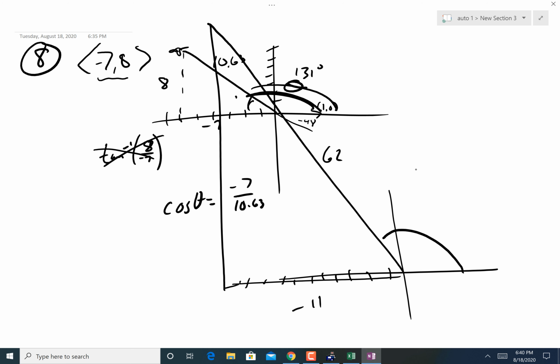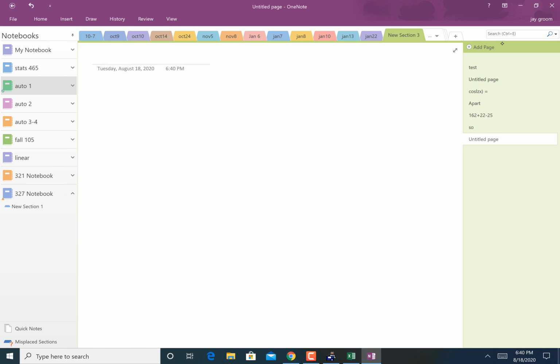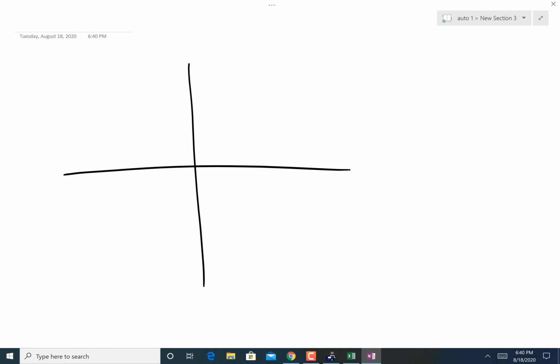Another way to do this problem, of course, and I always show kids this in physics class, is that you put the x and y plane where you want to put it. So 5, 3, 1, 2, 3, 4, 5, 1, 2, 3. And -7, 8, right? So here's our axes. Well, here's the deal. You said that this was 5.83 units long. I agree. Well done.